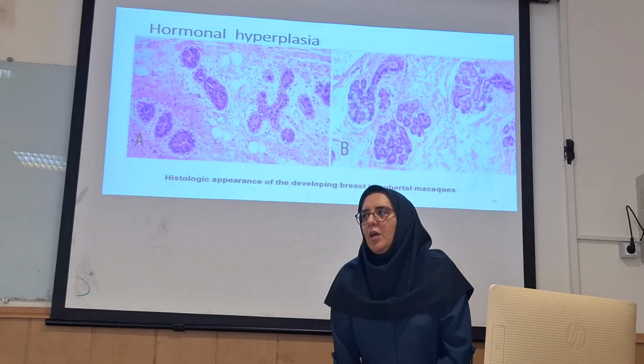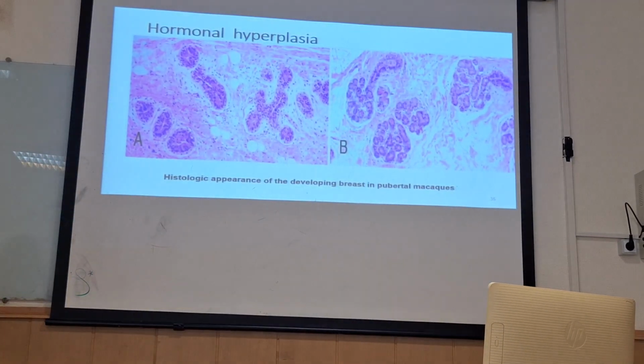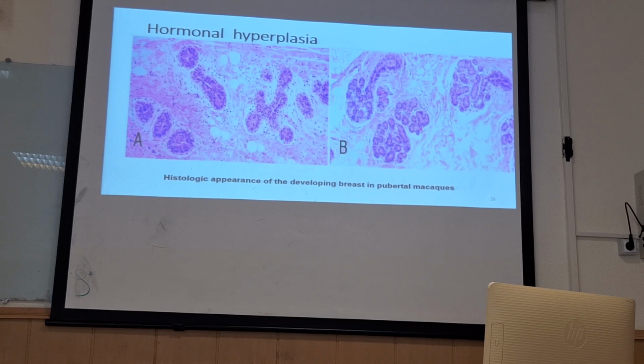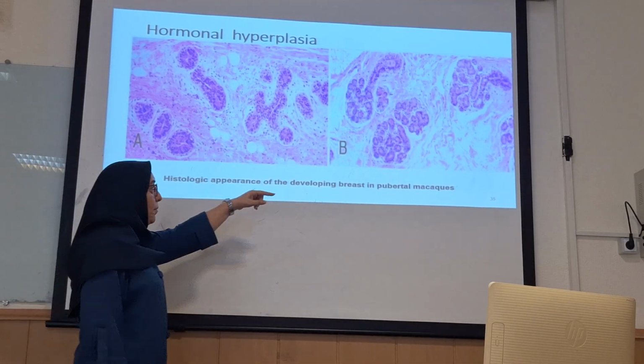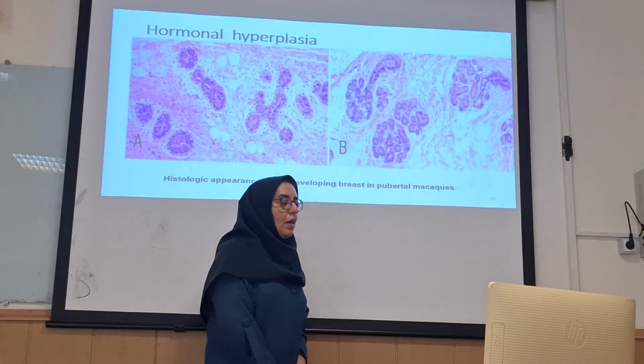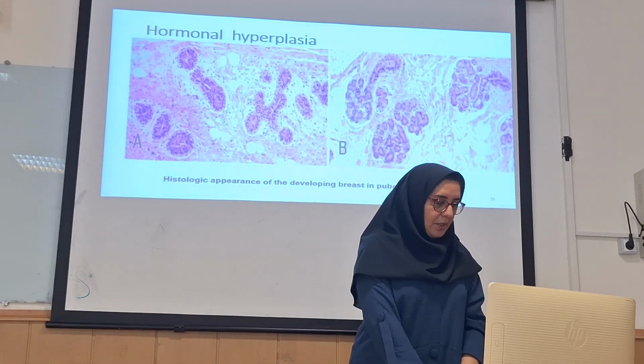For example, physiologic hormonal hyperplasia occurs in the breast after puberty. Before puberty, we have a unique ductal structure in the breast. After estrogenic stimulus, we have many lobules, with proliferation of lobular cells prepared for lactation.